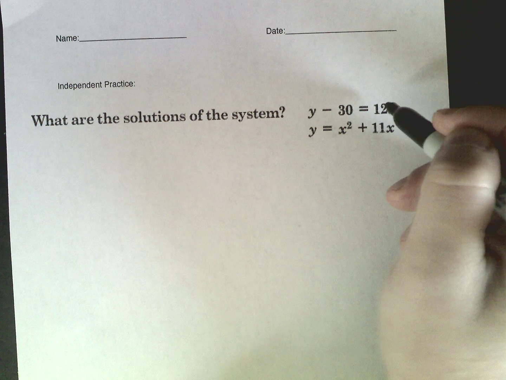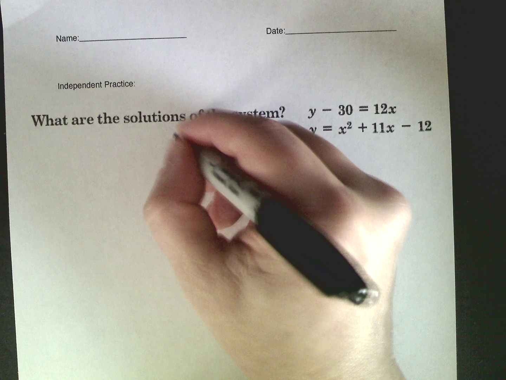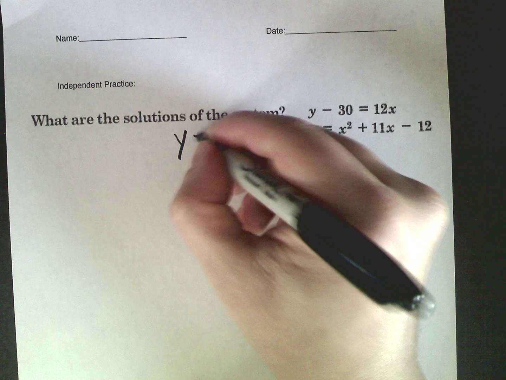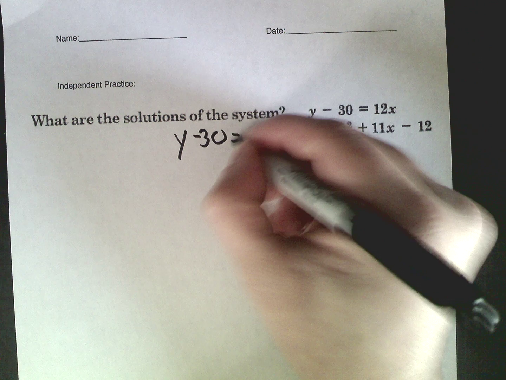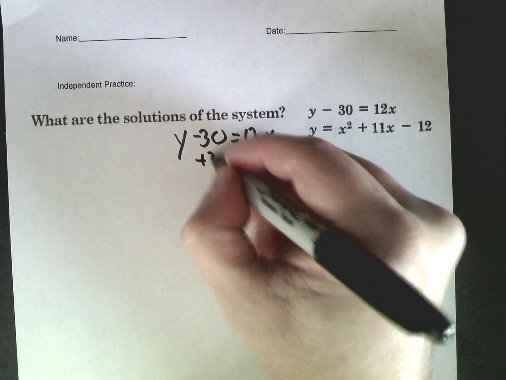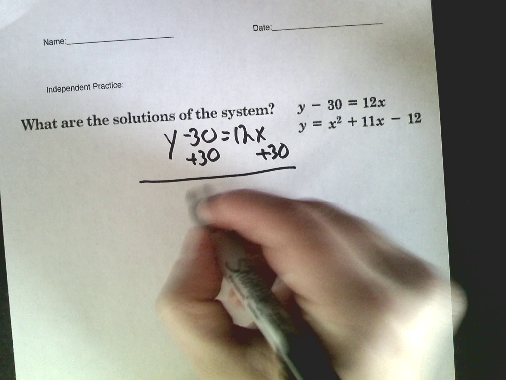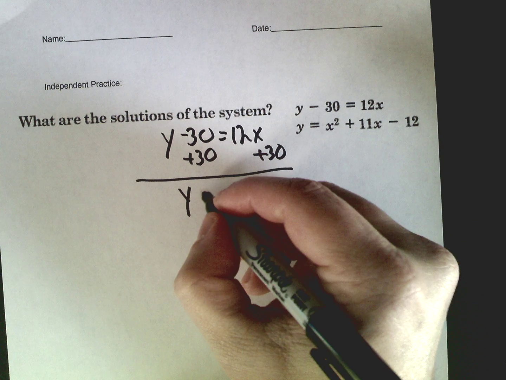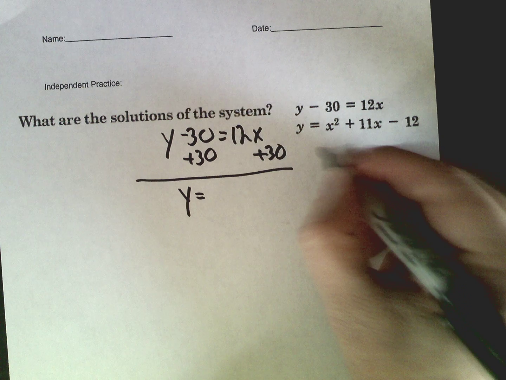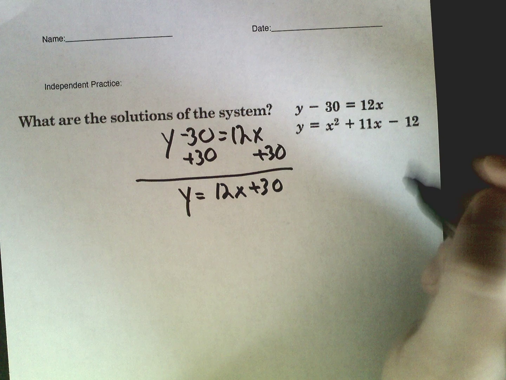So what I'm going to say here is, y minus 30 equals 12x. Okay. Make it y equals. I just got to get y by itself. Well, that's easy. I'll just add 30 to both sides. If I do that, I get y equals 12x plus 30. Here's my quadratic equation.